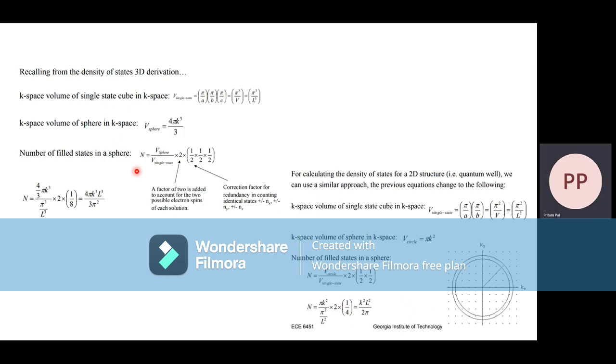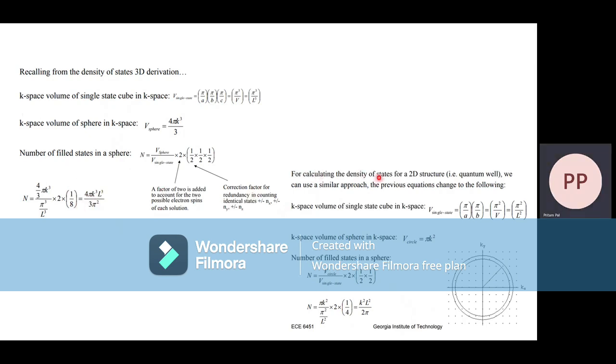And we also need to multiply by a correction factor for the redundancy in counting identical states, like plus minus nx, plus minus ny, and plus minus nz. That's why the three-half factor is there. And the factor of two is added for the two-spin degeneracy of the electron for each solution, right? So we'll get something like this: the total number of states in the sphere.